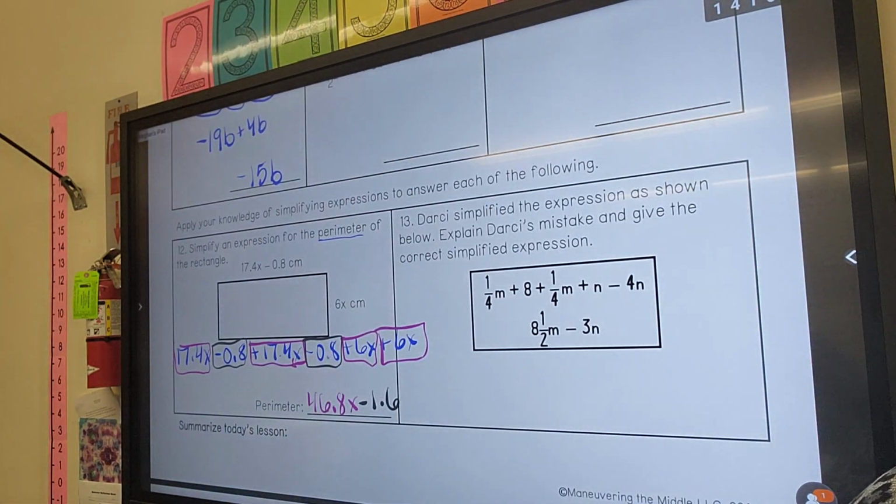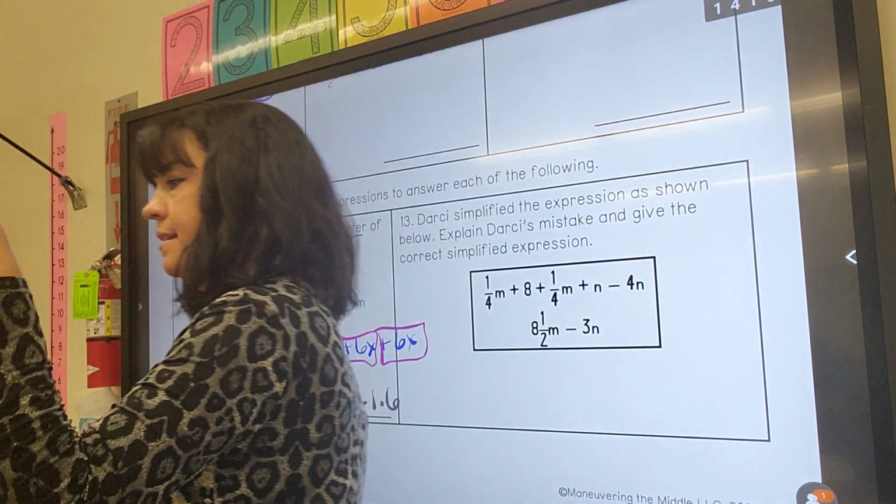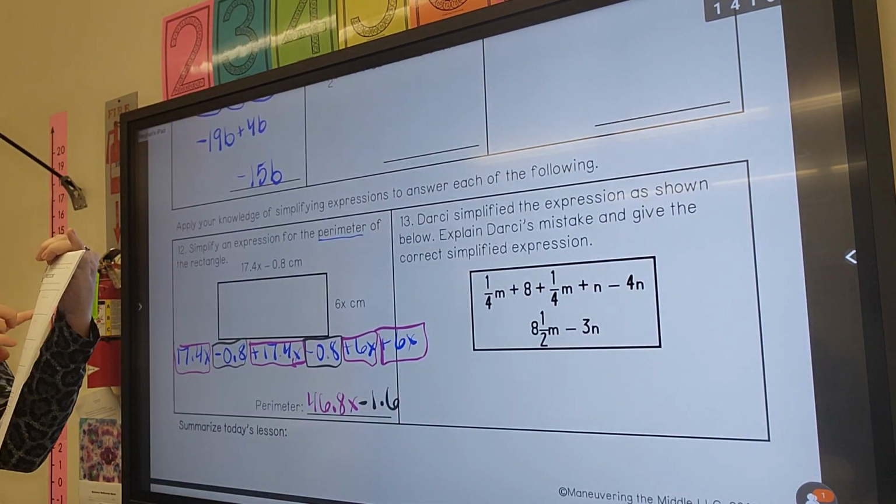After Parker. So this is your assignment, and you're just going to combine like terms.